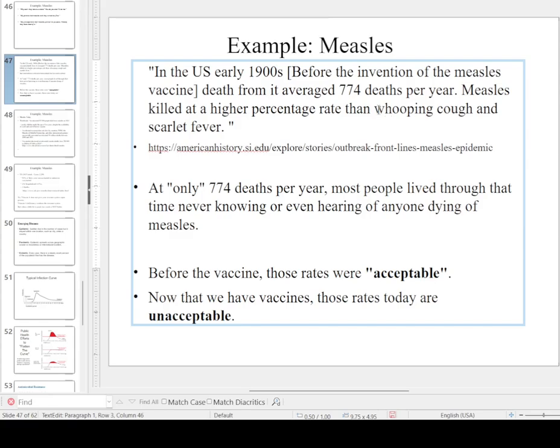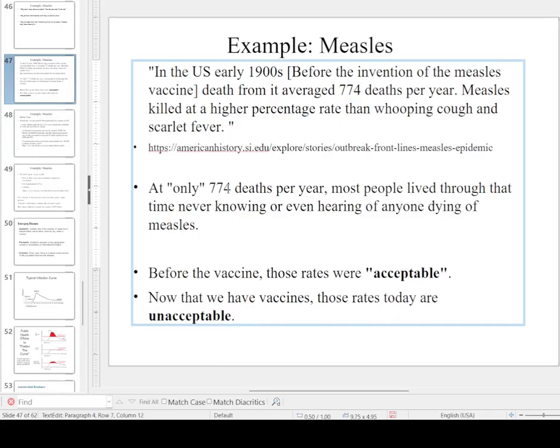Your pediatrician tells you that your kid has whooping cough, you're going to panic. It's a terrifying disease. Watching your kid suffer from whooping cough is heart-ripping. Scarlet fever is scary to look at too. And measles actually kills more than that without the vaccination.